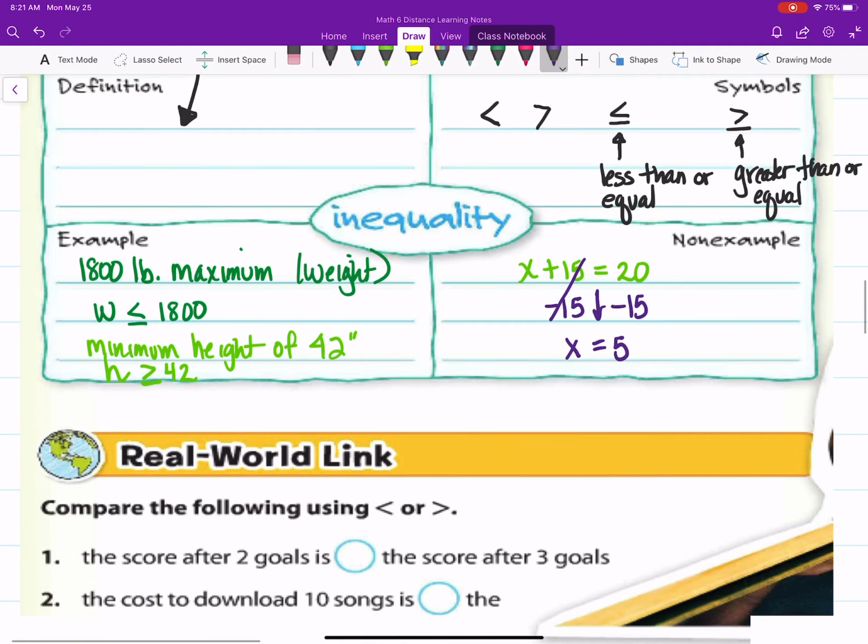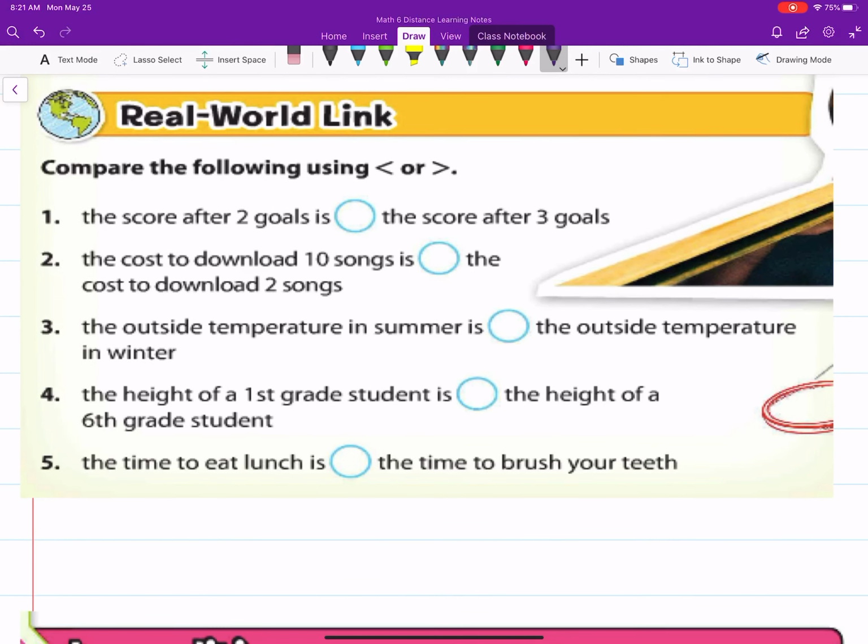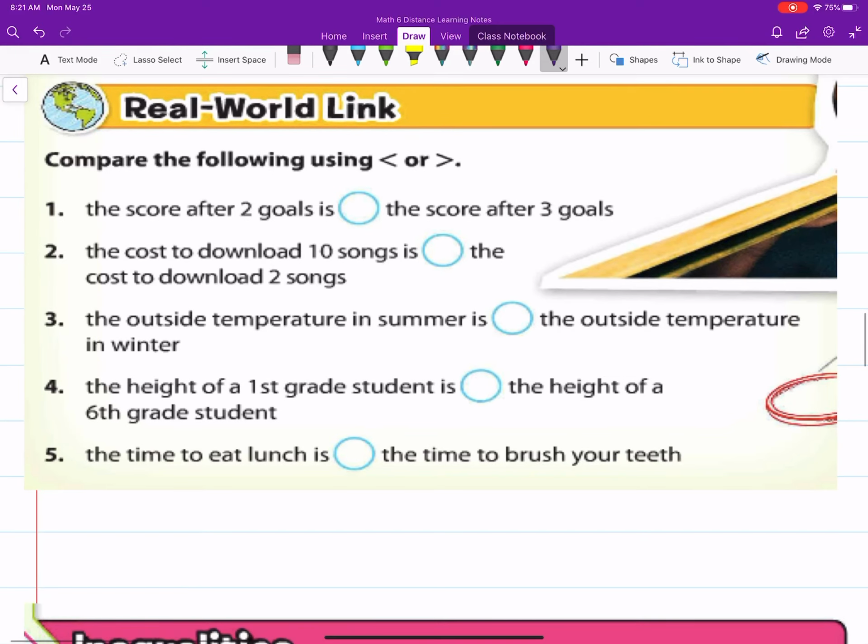Okay, so let's move on to, I put this in here because I want to remind you about your less than and greater than. So a lot of you learned in elementary school that the crocodile eats the bigger number, which is true. Or you could say the small side of the inequality points to the smaller number, whatever that is. The score after 2 goals is blank the score after 3 goals. So we're using less than or greater than. So the score after 2 goals is less than the score after 3 goals.